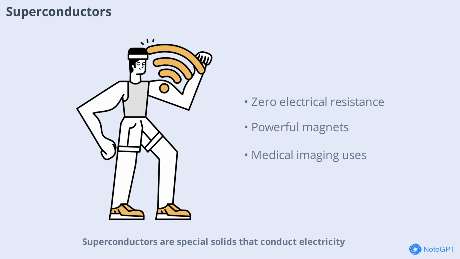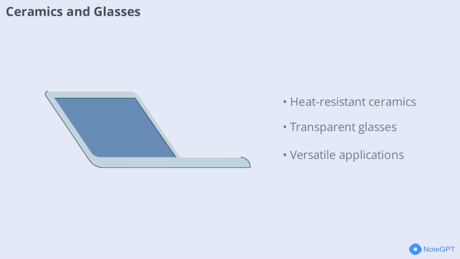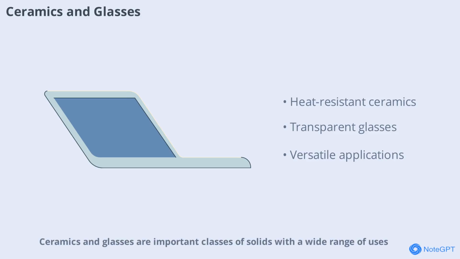Superconductors are special solids that conduct electricity with zero resistance at very low temperatures. This remarkable property allows for powerful magnets, efficient power transmission, and advanced medical imaging devices like MRI machines. Research into new superconducting materials is ongoing, with the goal of finding materials that work at higher temperatures for broader applications.